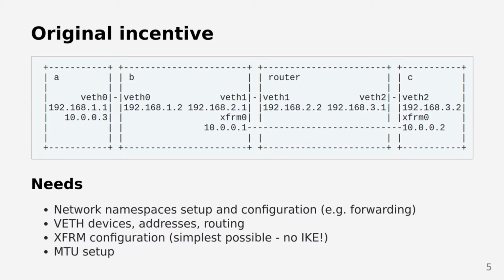I wanted to have a very simple XFRM configuration without an IKE daemon, so using directly ip xfrm commands, and configure the MTU for the router, etc. And also keep in mind that the MTU needs to be flushed so that the routing cache wouldn't affect my testing, etc., etc. And this was a fun endeavor, to write these scripts, but it was also cumbersome and took some time to create.